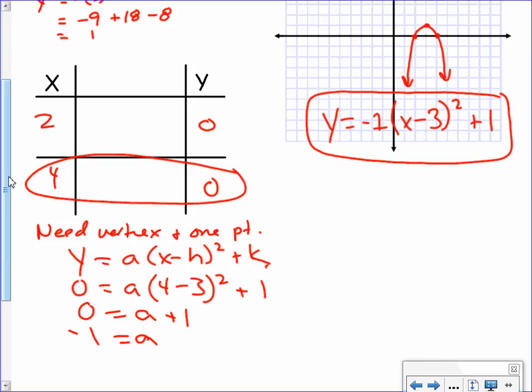But we didn't go from standard to vertex. Yesterday we went from vertex to standard. You had to square it and get it back to a, b, c, right? But now we're going the other way. Should we do it again? Let's do it again.